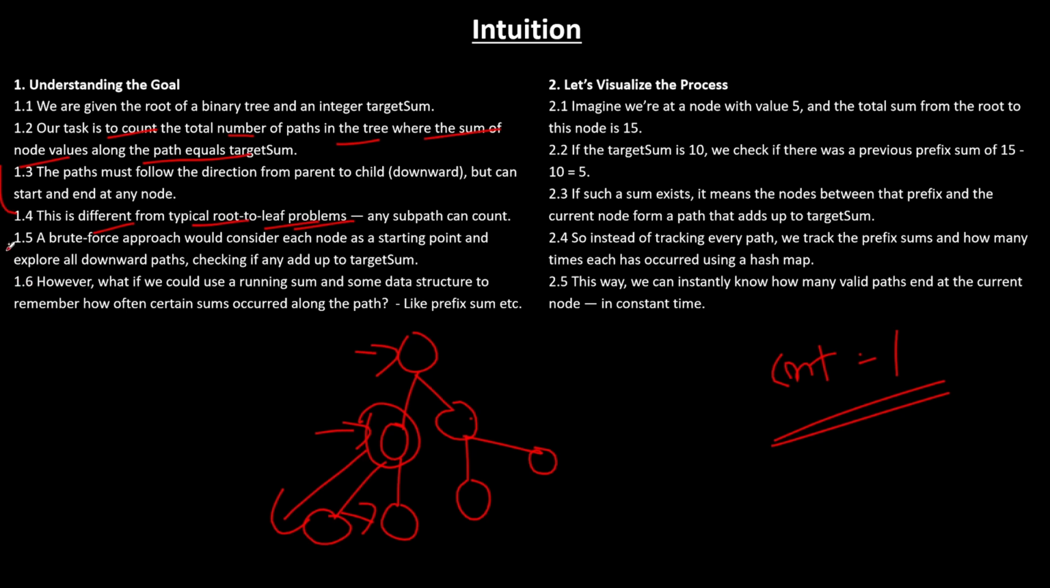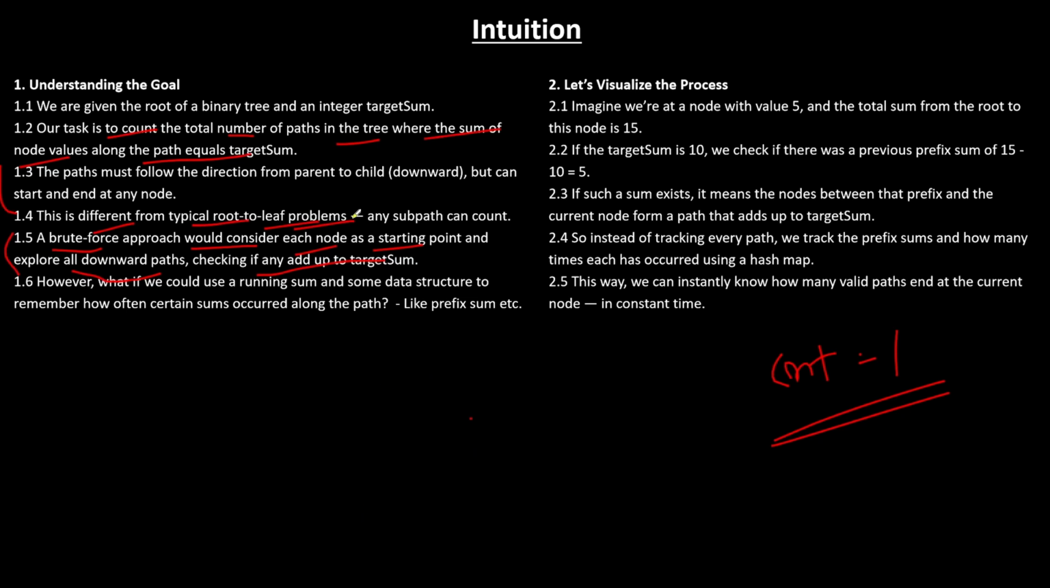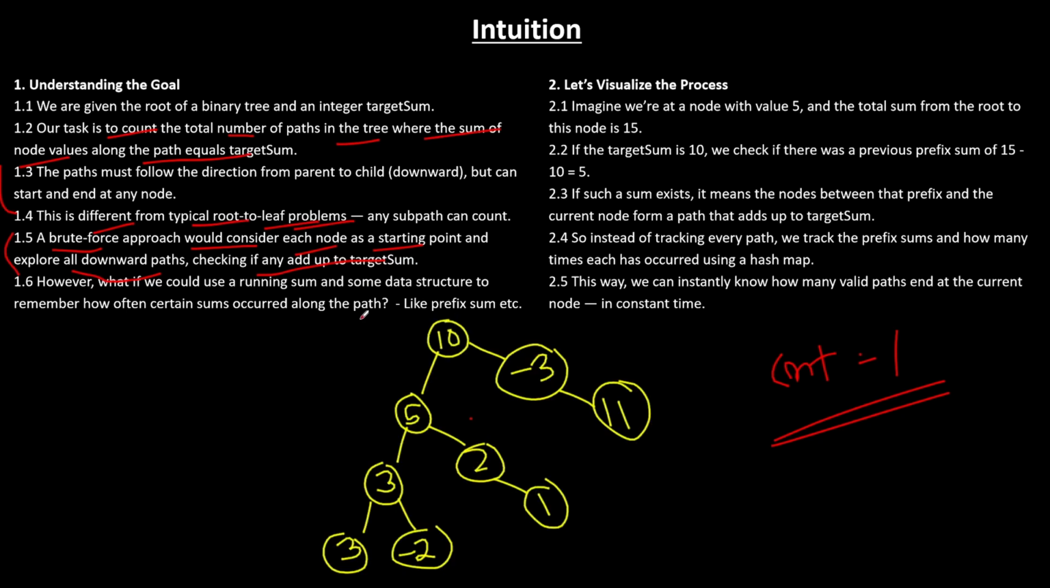Okay. So what could be a brute force solution? A brute force approach would consider each node as a starting point and explore all downward paths, checking if they add up to the target sum or not. Right? Let me make this clear to you by giving a small example. Let's take this as the tree. Fine. So what I'm trying to say in the brute force is that, for example, you will come here and say, okay, I will take 10 as my parent node. Fine. So in one iteration, you took 10 as the parent node.